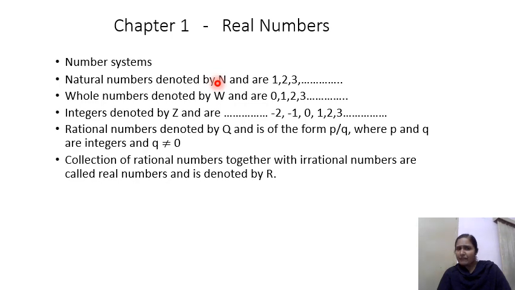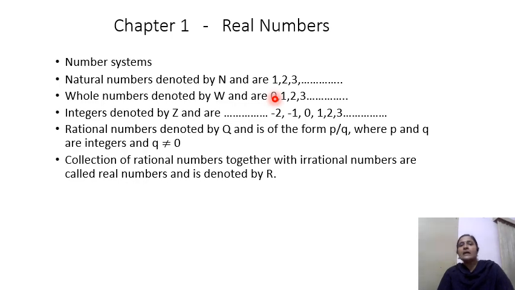Then after natural numbers, if we include 0 in the collection of natural numbers, we will get the next number system, that is whole numbers. Whole numbers are denoted by the letter W. So in the collection of natural numbers, if we include 0, then we get the whole numbers. The whole numbers are 0, 1, 2, 3, etc.